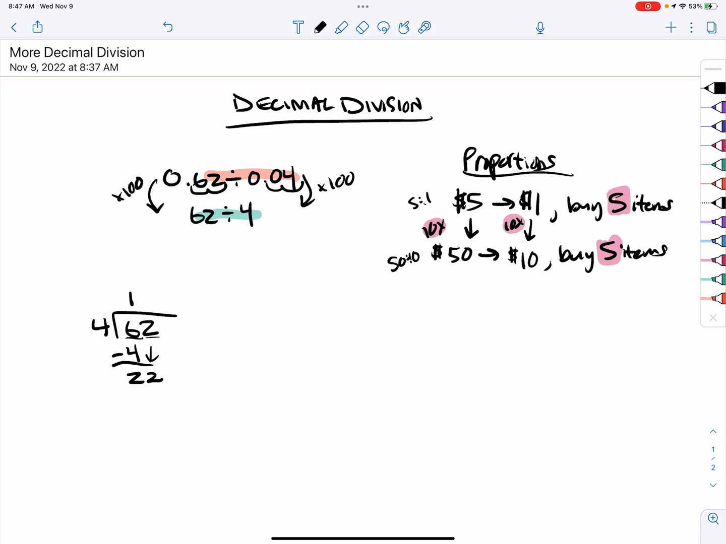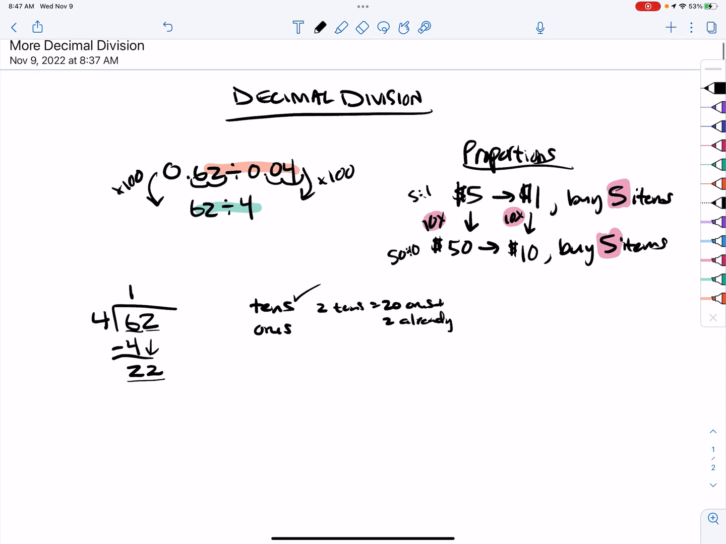So I can now use them. Because I know that if I can't make any more groups of 10s, and I've dealt with all of that, I can regroup those 10s into 1s. So I took my 2 remaining 10s, and I thought of them like they were 20 ones, plus the 2 that we already had from our original dividend. So now I know if I have 22 ones, I can make 5 groups of 4, and that would use 20 of those ones. And I'm left with 2 ones.